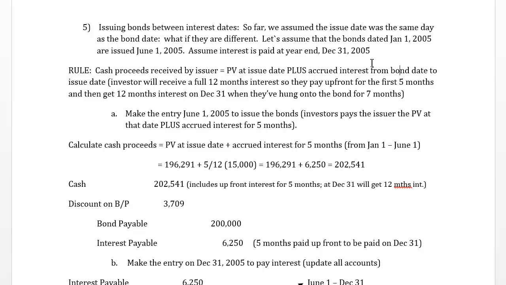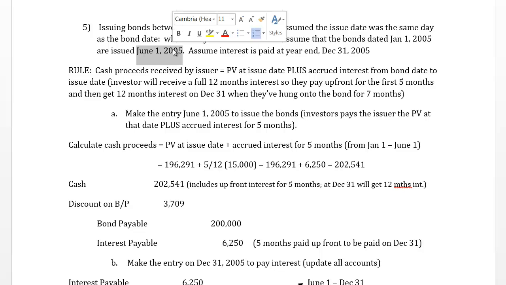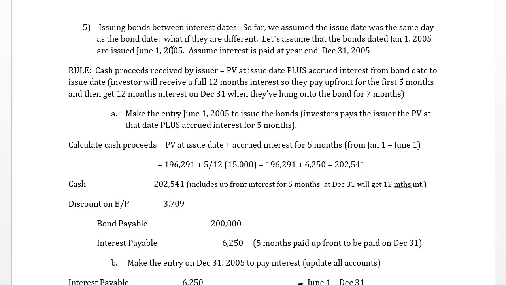Now, the real question is, at the issue date, that's when we would make the entry to debit cash, credit the bond payable, and set up any unamortized premium or discount, in this case discount. But how do we know how much cash we're going to get from the investor so that the issuer, a company, can set it up? The cash proceeds that the company issuing the bonds is going to receive is going to equal the present value at the date of issue, which is kind of what you're used to, because when you were calculating the present value of a bond, you did it assuming the issue and the bond date were the same. So you were already calculating the present value at issue date anyway. But now the issue date is June 1st, not January 1st.